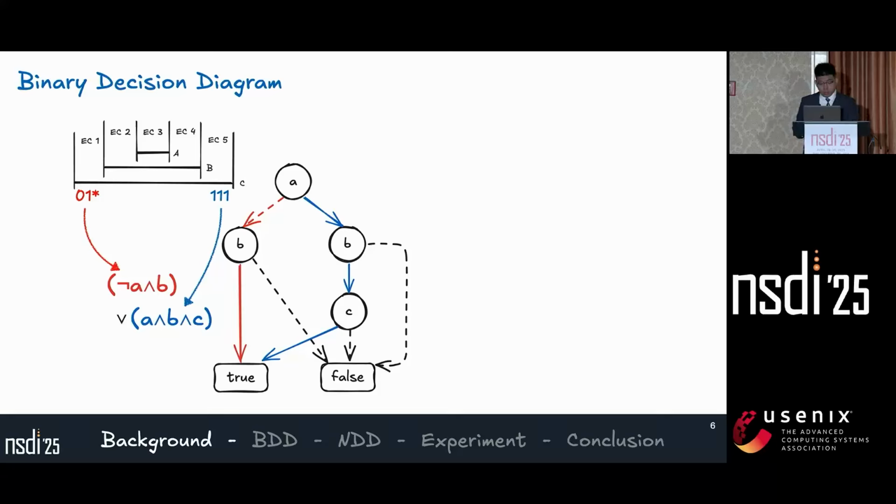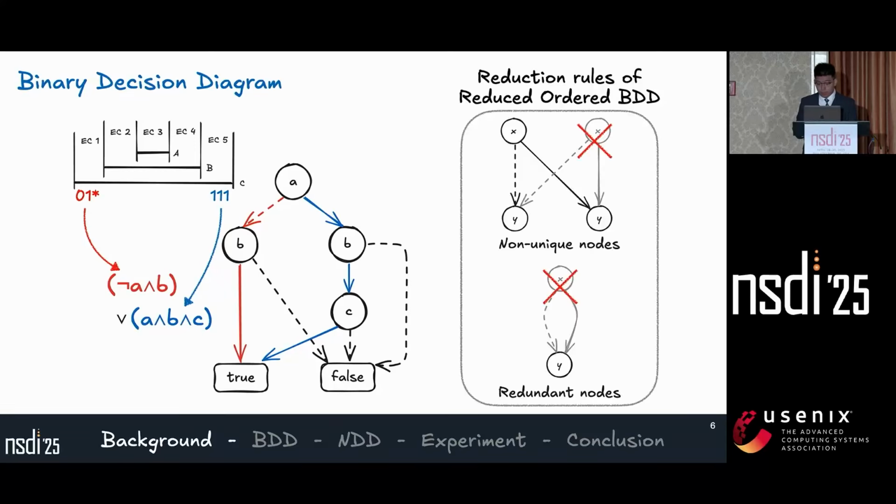The dashed edge represents assigning 0 to the variable, and the solid edge represents assigning 1 to the variable. Each path in the graph represents a truth assignment. For example, the red path here represents that variable A equals 0 and B equals 1. Compared with the binary decision tree, the binary decision diagram can merge equivalent nodes with the same variable and edges, and can remove redundant nodes with two edges pointing to the same descendant, and therefore achieves better performance.